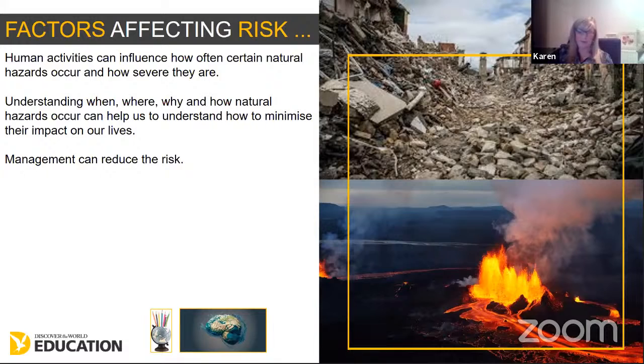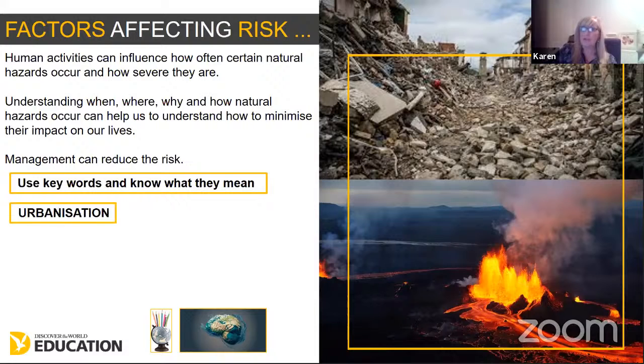That is what we're looking at. We're looking at the risk. So we really have to understand this, and the management and preparation can help reduce the risk. This is something that we're going to look at in a lot of detail tomorrow when we focus on Iceland. But just as an overview, looking at the risk today, we need to look at what factors affect risk. Here it is really important that you know your keywords and also start to really think like a geographer, looking at all the different aspects. Use the keywords, know what they mean.